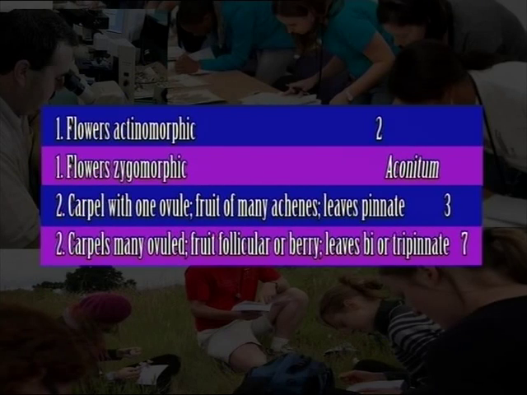Both these needs are met in keys, however, they differ in different typographical formats as already discussed. In a bracketed key, each couplet has two leads immediately adjacent under the same left hand number. As you see, flowers actinomorphic and flowers zygomorphic, both the leads are side by side. Then carpels with one ovule, fruit of many achenes, leaves pinnate, correspond to a lead of a second couplet which is immediately adjacent under the same left hand number of the first key.